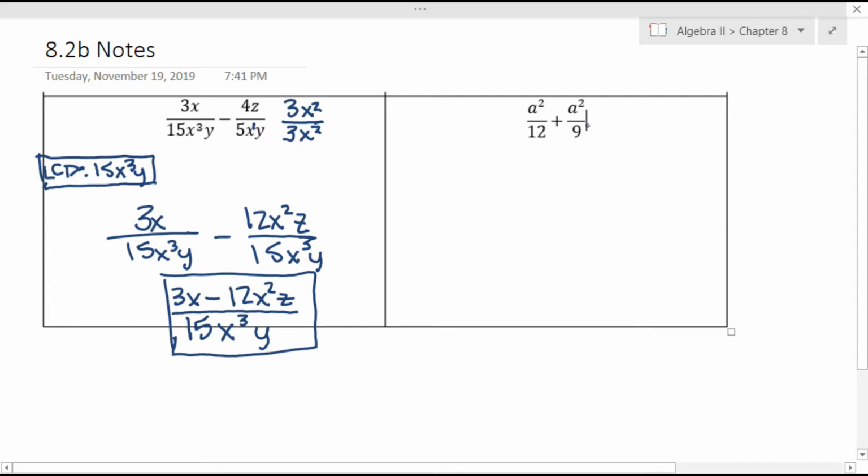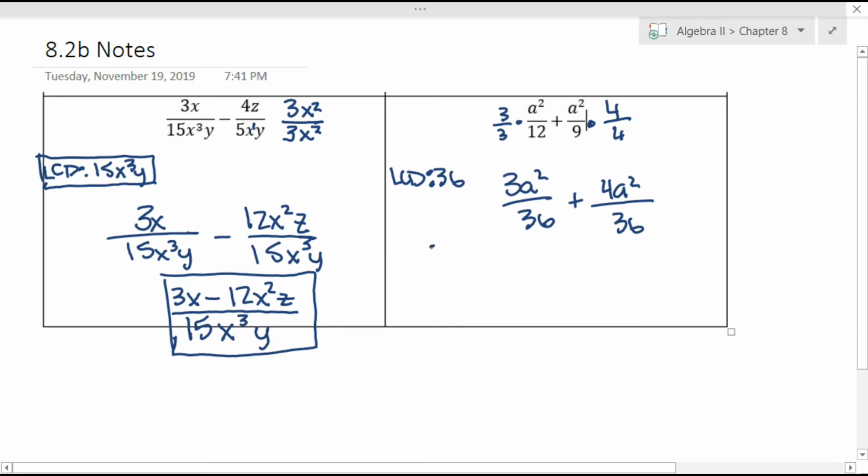All right, on this one, what is that? I need to get to a common denominator. The LCD of 12 and 9 is 36. It's just like the one that we did earlier on the very top of the page. So we have to multiply 12 by 3 to get to 36. So this is going to be 3a squared over 36. And then we have to multiply 9 by 4. I don't know what this bar is. Ignore it. So 4 times a squared is 4a squared over 36.